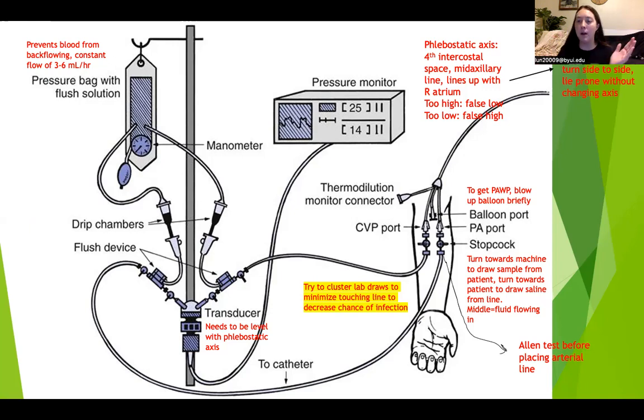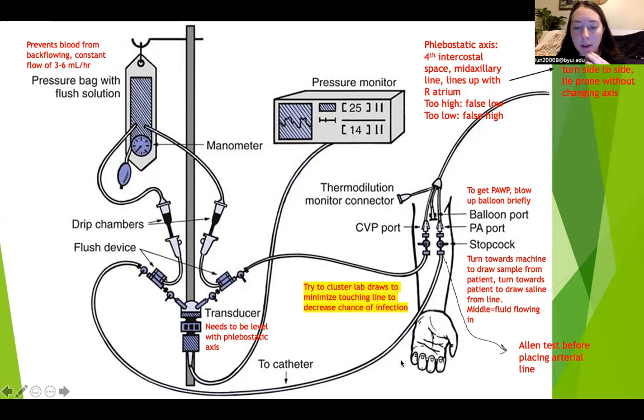And I believe you can go up to either 30 to 45 degrees without changing your phlebostatic axis and transducer. You can turn to the side, you can flip prone, supine, whatever. I think the only thing you wouldn't want to go into is Trendelenburg, or I don't know, we'll go over that in just a second.